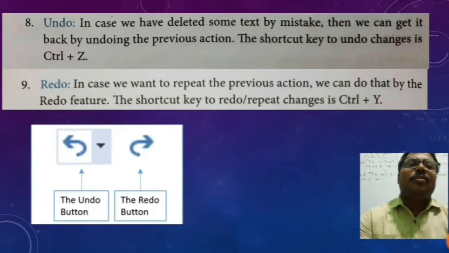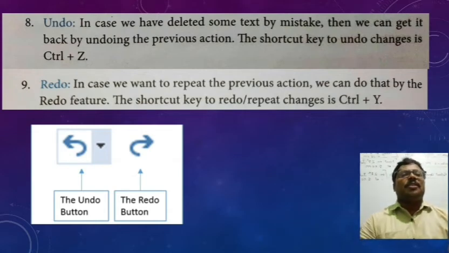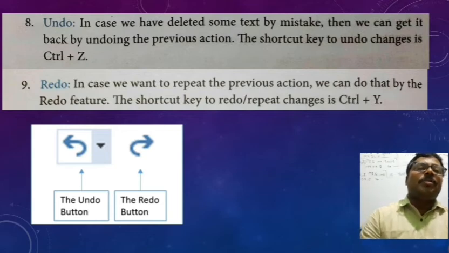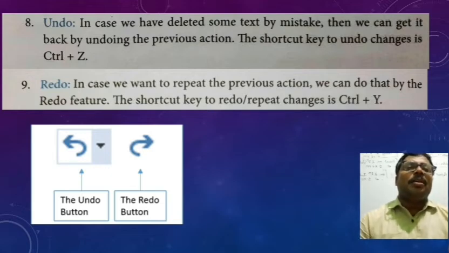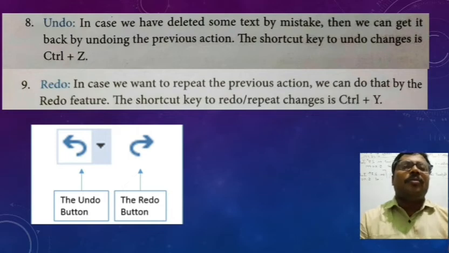Next is undo and redo, both. Undo deletes the last mistake. If you have made any mistake and you want to come out of it, it will go back to the previous stage. So the last action will be discarded or cancelled with the undo command, and the redo command will repeat the previous action you have done. That means it is the reverse of undo. Whatever last action you have done will be repeated with redo. Again, undo means cancel what you have done last.